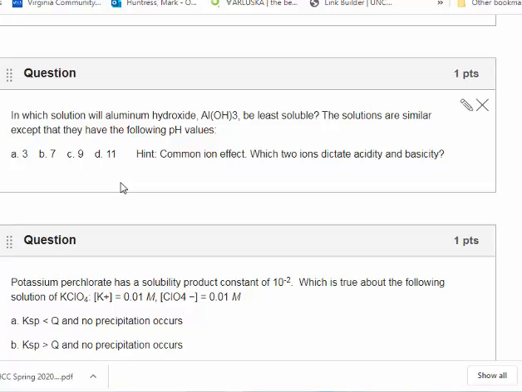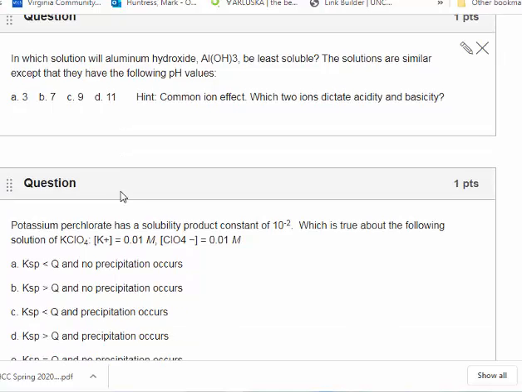Okay, and this one already has a hint of the common ion effect. So all I'm really going to say here is that a higher pH means more basic, which means more hydroxide present.